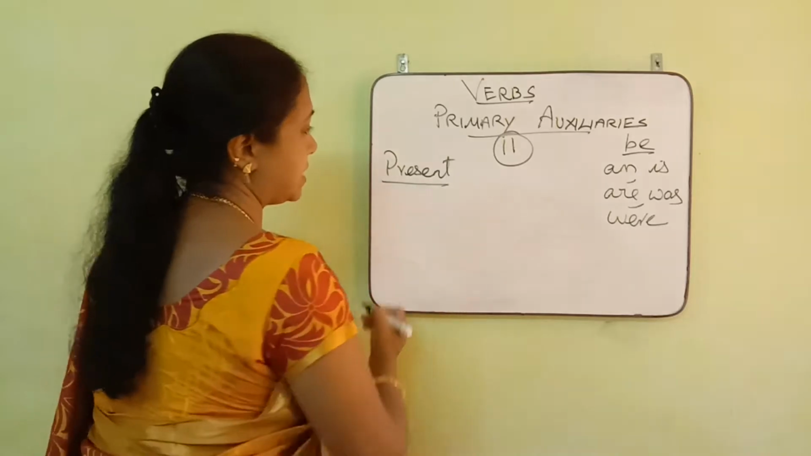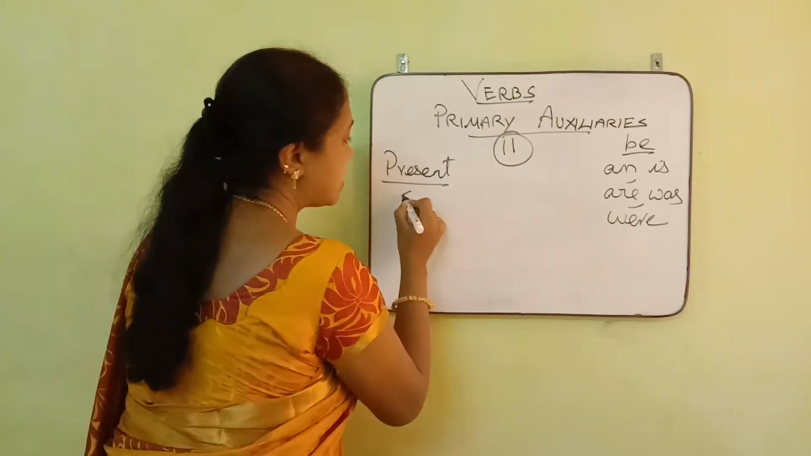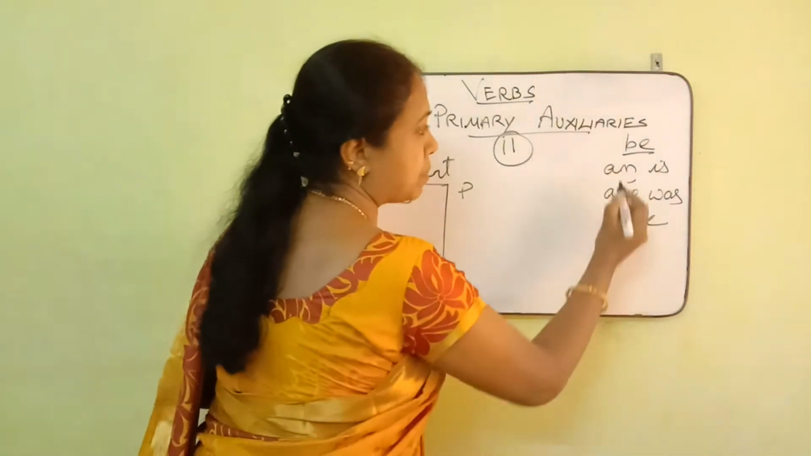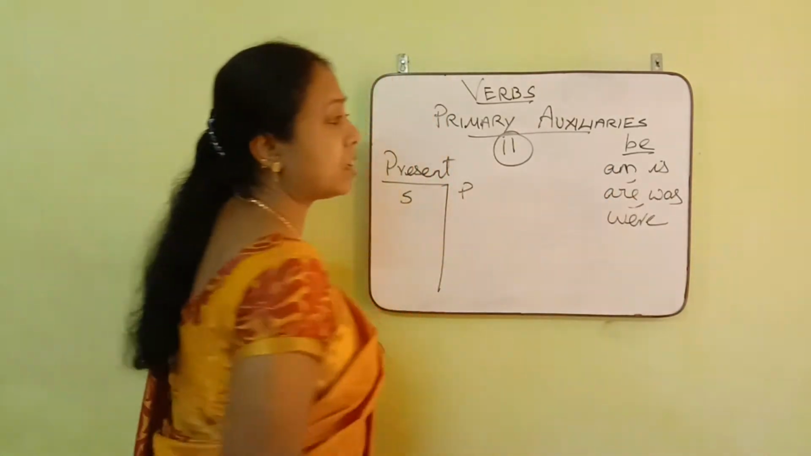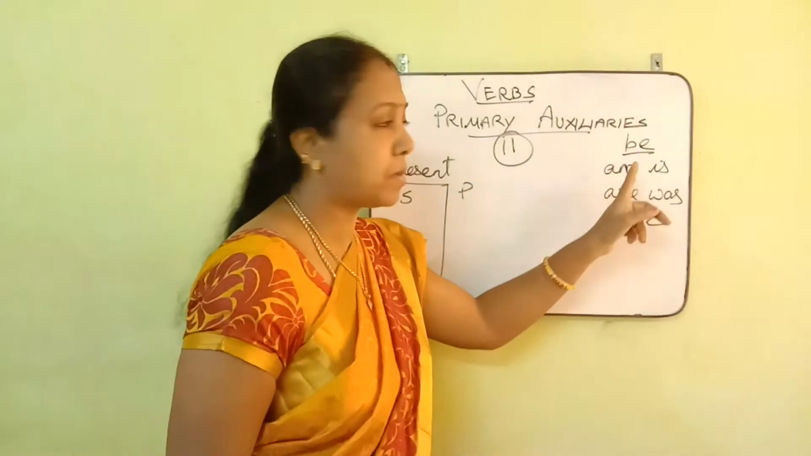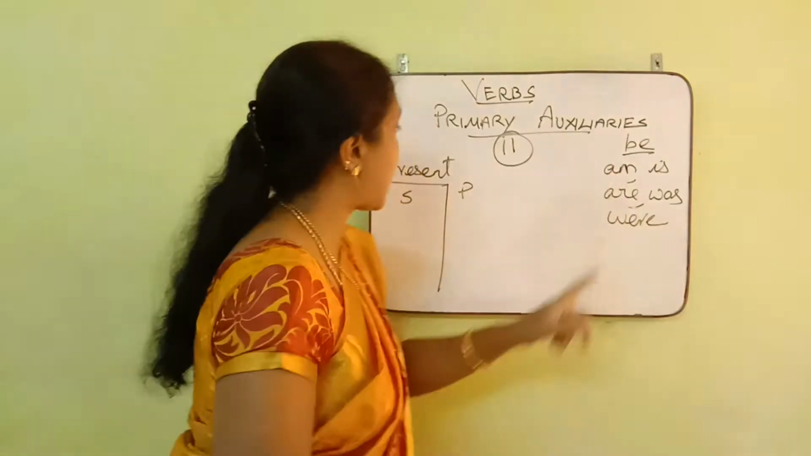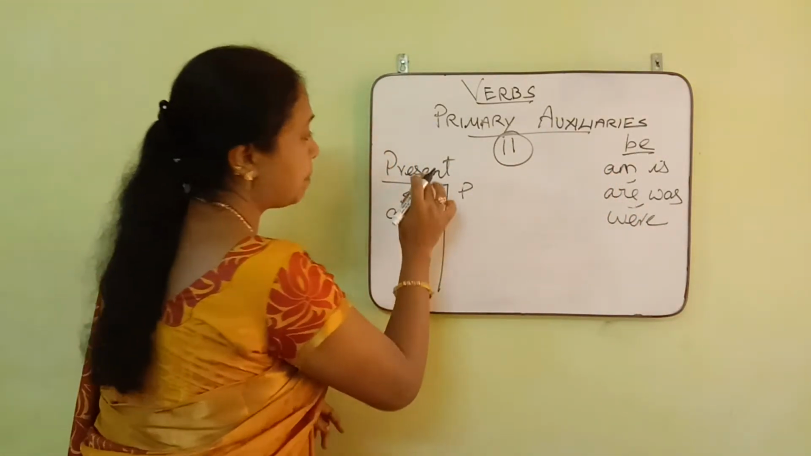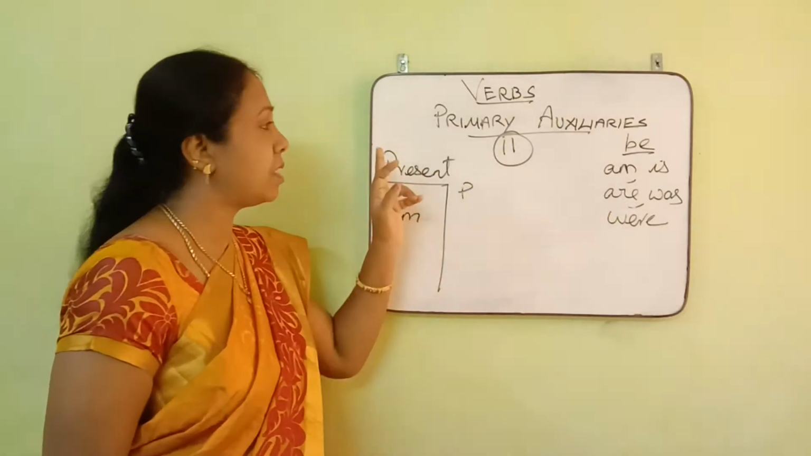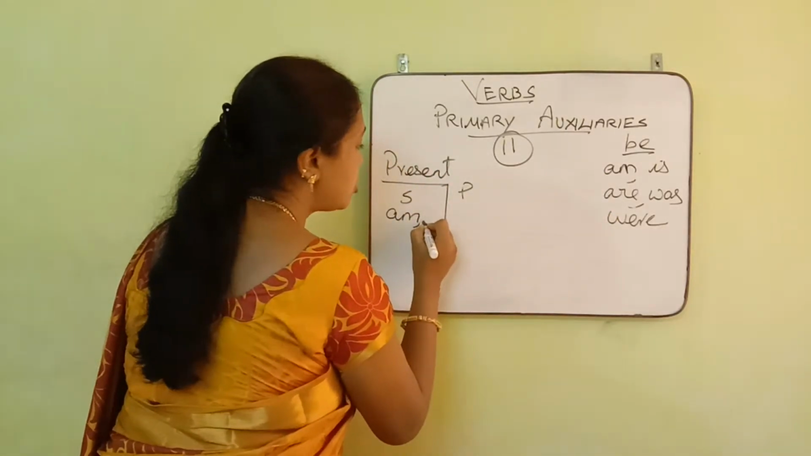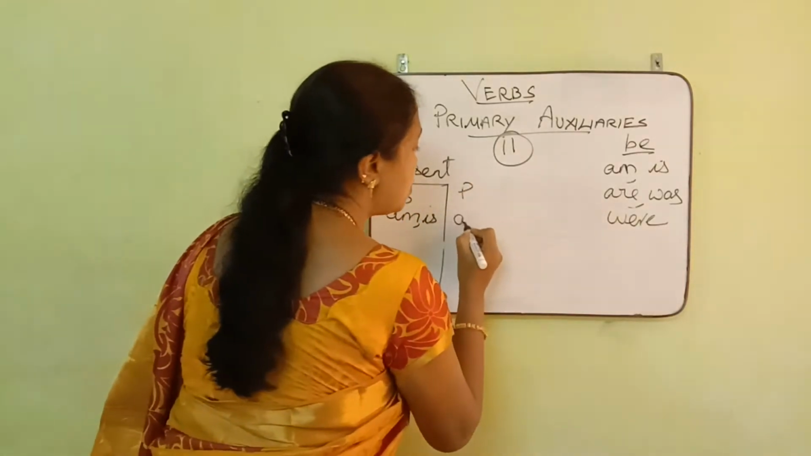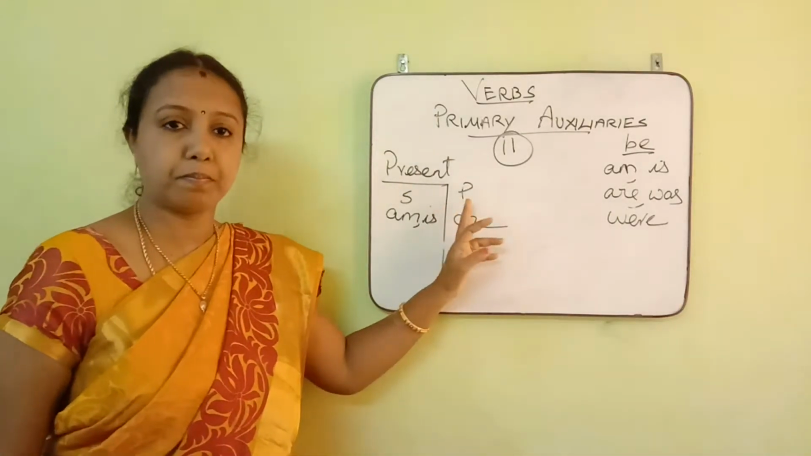Now in the present tense, what comes under singular and plural? Here these are the be verb forms: am, is, are, was, were. When you talk about the be verbs in present tense, am is used for singular present tense. Is will also be used in singular present tense, and are will be used in plural present tense.